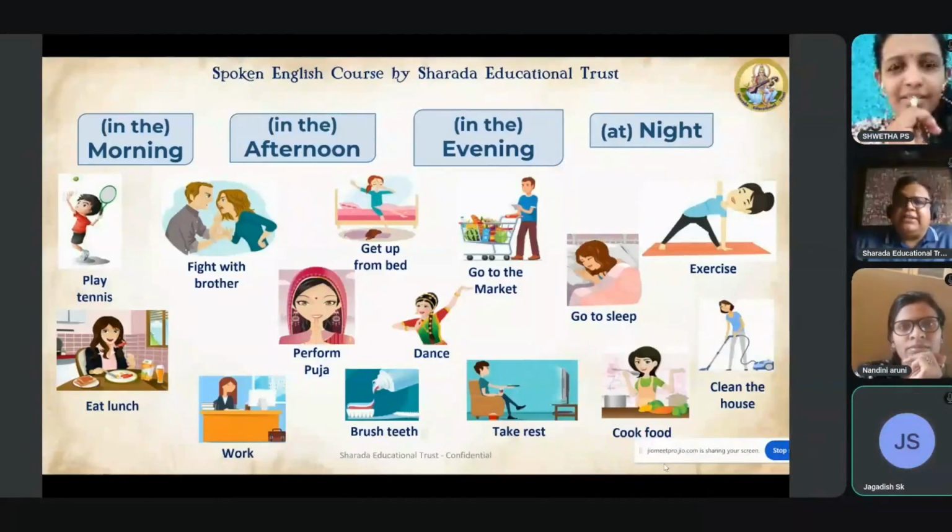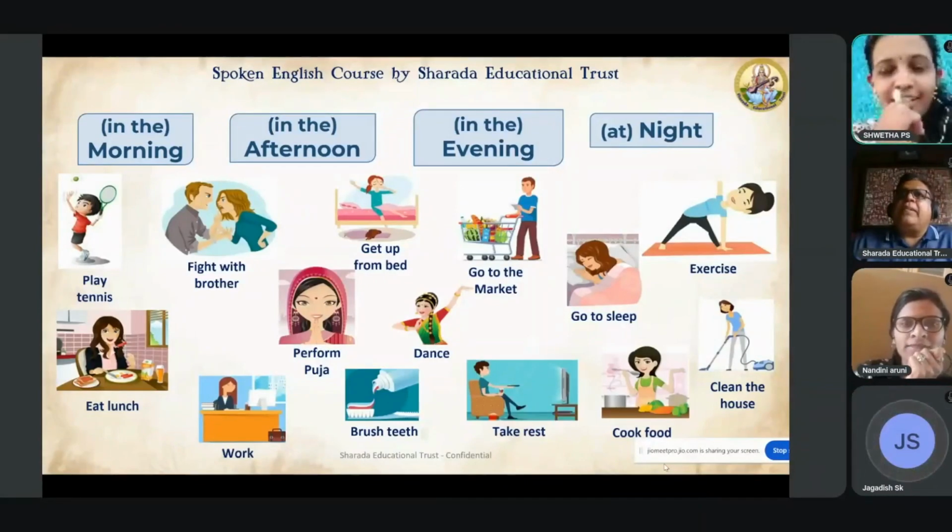Okay, then next one. In the morning I read, in the morning and at night.